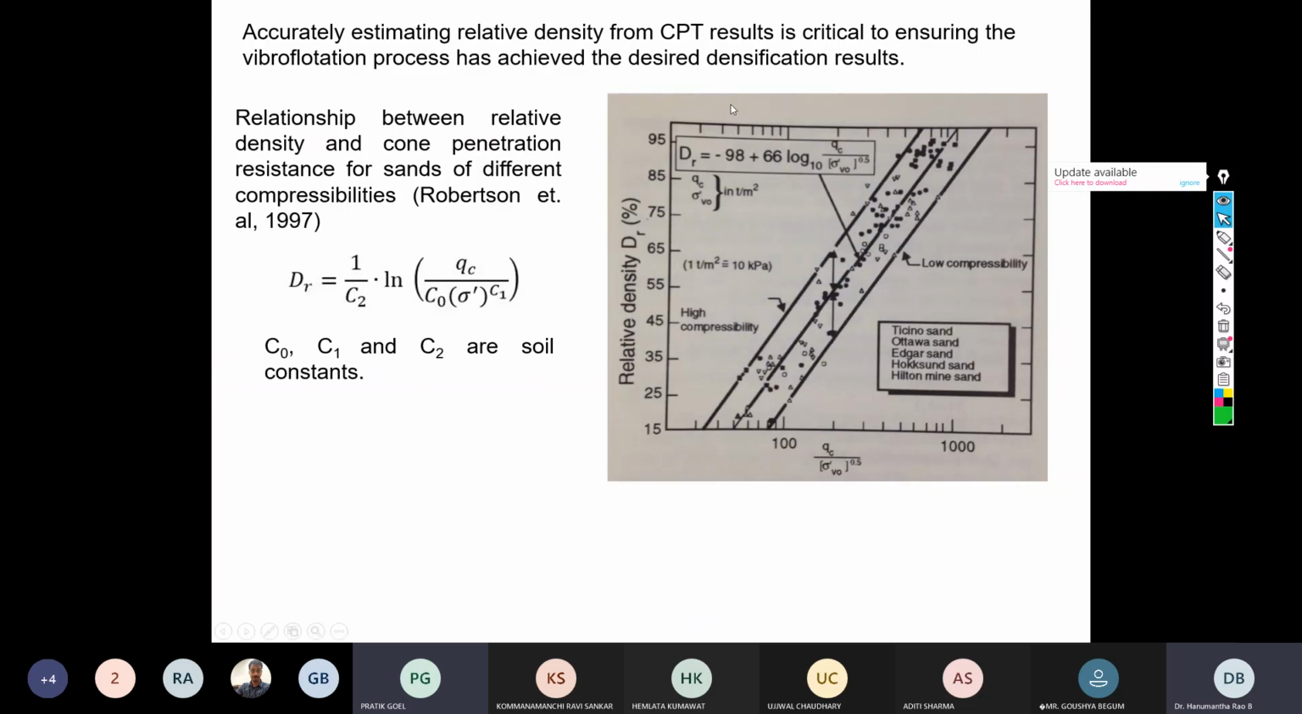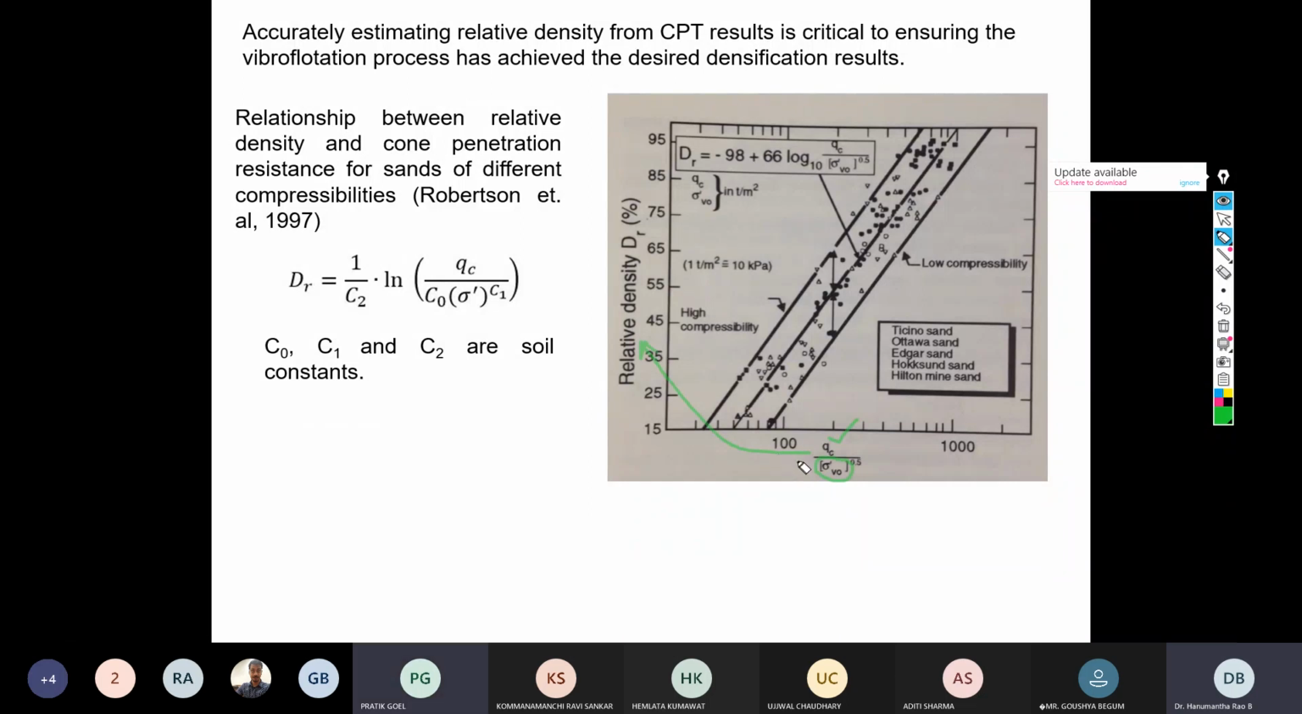So let us look at this graph now. If you look at this graph carefully, as you go deeper, your cone penetration resistance increases. Consequently, there is also an increase in the sigma V value, that is the initial effective overburden pressure. So the numerator is increasing and the denominator is also increasing, and both have a kind of interrelation. That interrelation is related to the relative density.